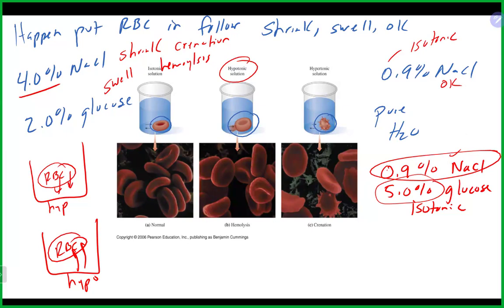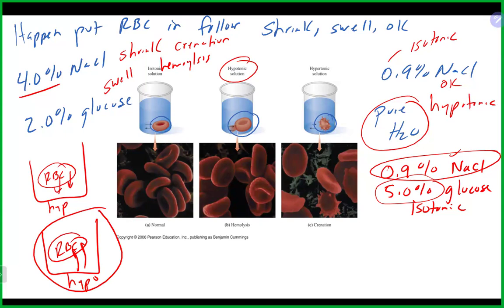Pure water is hypotonic, right? One of those places where water is not the best thing. So pure water has no osmotic pressure because it has nothing dissolved in it, which means it is going to be hypotonic. And again, that's going to cause the outside of the cell to be less concentrated than the inside. So we're going to get this situation where everything's going to rush in, and that's going to cause it to swell and burst and go through hemolysis. Any questions on that?